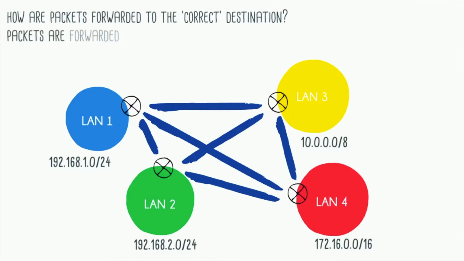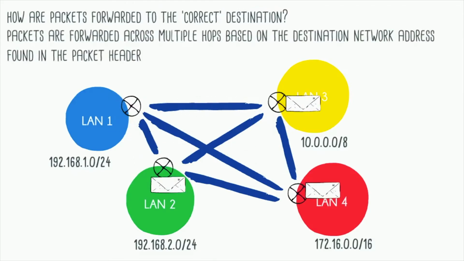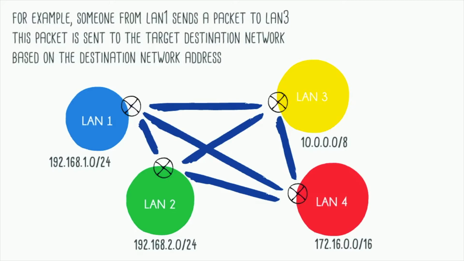For example, when someone sends a packet from the network in blue to the network in yellow, this packet is forwarded to the next hop based on the destination network found in the packet header. This complex process is handled by the routing protocols. Now that we know what the use of a network address is, let's take a closer look at the network address structure and how we can find the network address in computer networks.